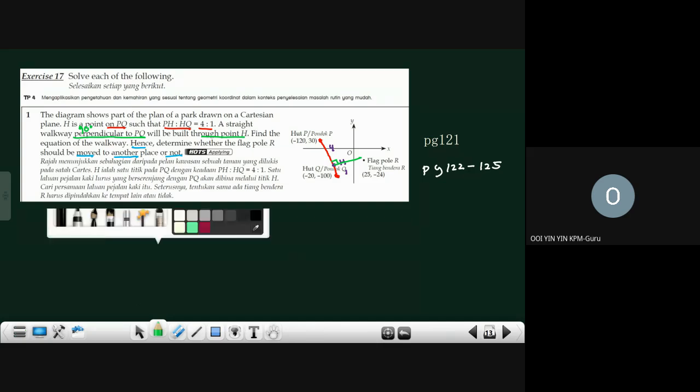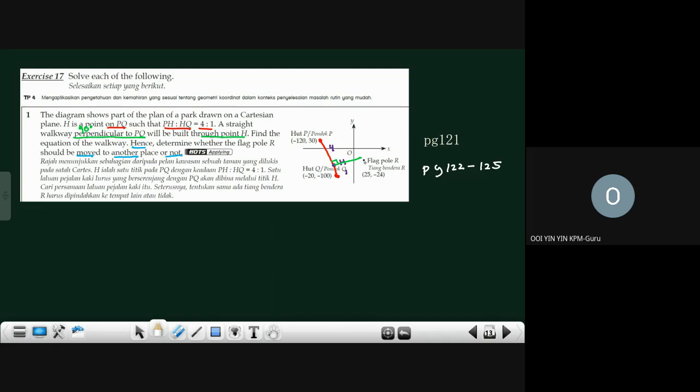So the solution sequence is this. To find whether your flagpole needs to be moved or not, first you have to find the coordinates of H. After you find H, you find the equation of the walkway, that is the green line. Lastly, when you have the equation, you put this point into the equation to check whether this point is on your straight line or not. Later I'll show you how to check. So these are the three steps you need to do.